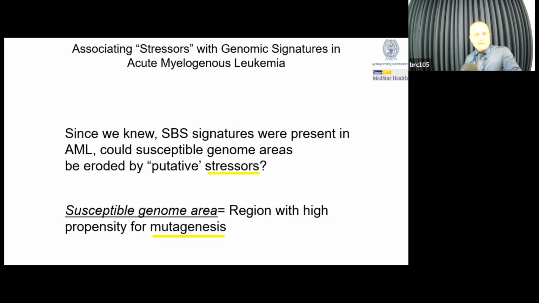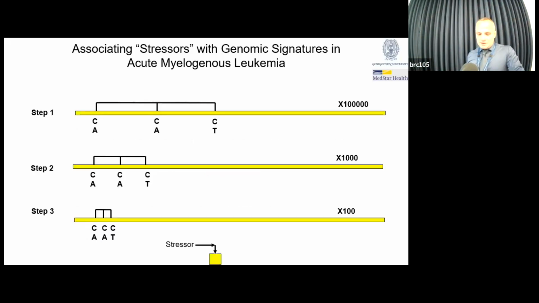Since we knew those signatures, the nucleotide changes, were present in AML, could susceptible genomic areas be eroded by a putative stressor? Now we are talking about where the mutations are happening. The mutations are happening in exons, they can happen in introns, etc. Can we aggregate all these mutations and subject them to the stressor, aging, smoking, etc.? A susceptibility genomic area will be a region with high propensity for mutagenesis. We want to understand whether this mutagenicity, this fingerprint, this signature might be sitting in our patient's AML genome.